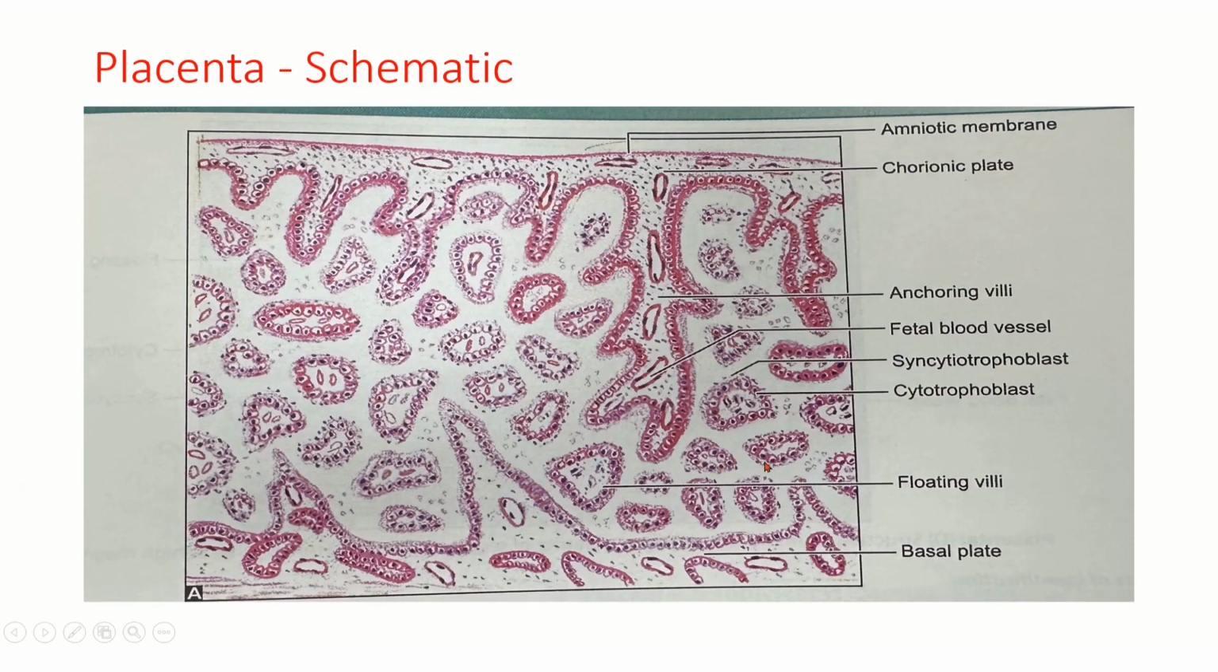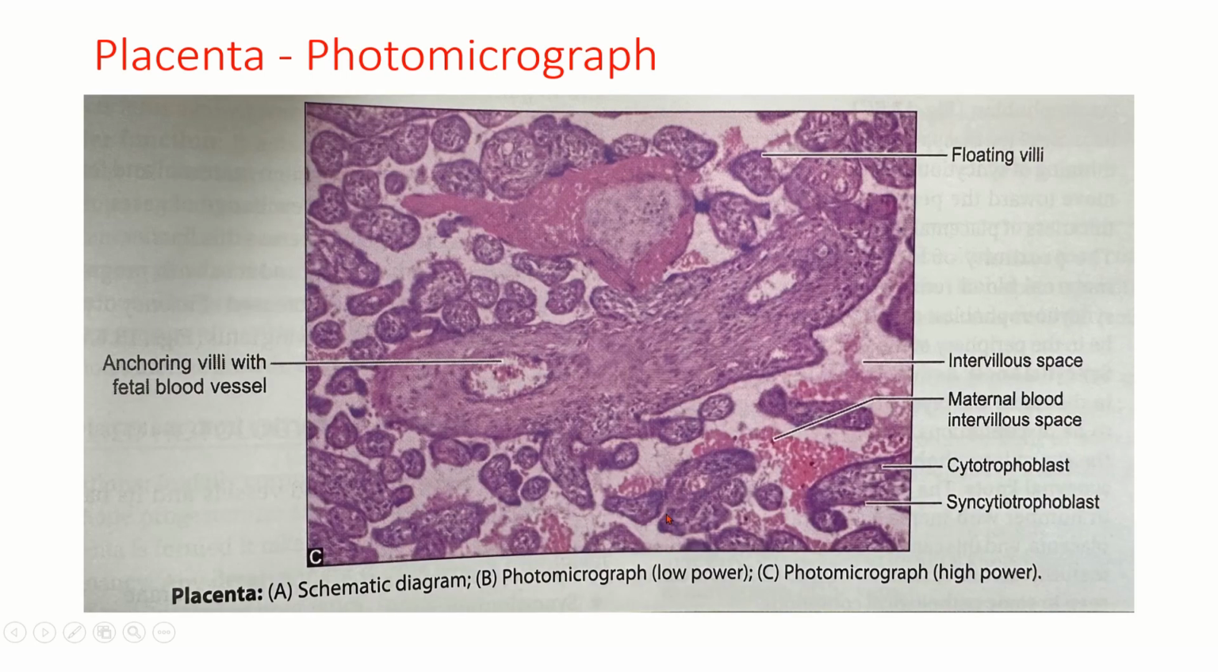So, diagrammatic representation of the placenta. This is the amniotic membrane, chorionic plate, trophoblast. You can see here this is the cytotrophoblast. This is the syncytial trophoblast. These are the fetal blood vessels. These are the floating villi, and this is the anchoring villus. This is the basal plate. So anchoring villi with the fetal blood vessels.